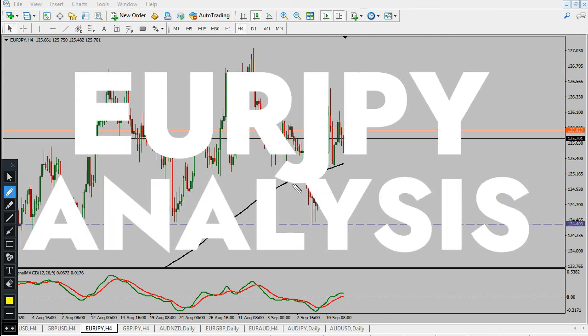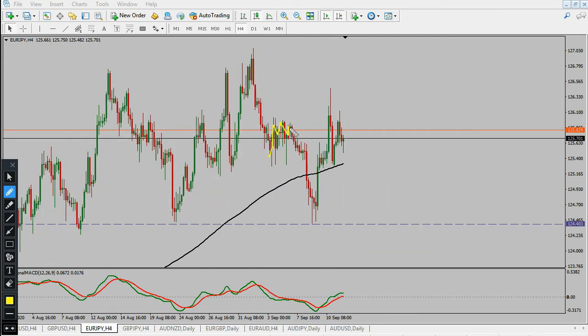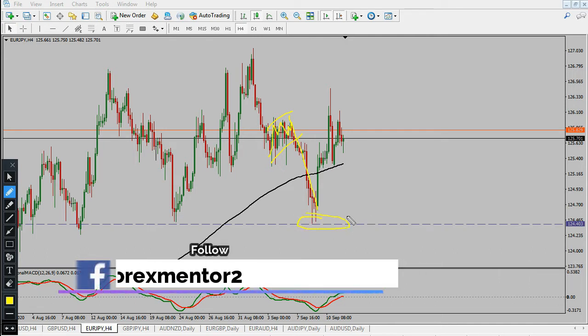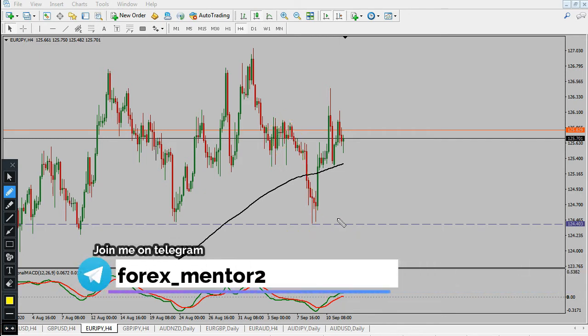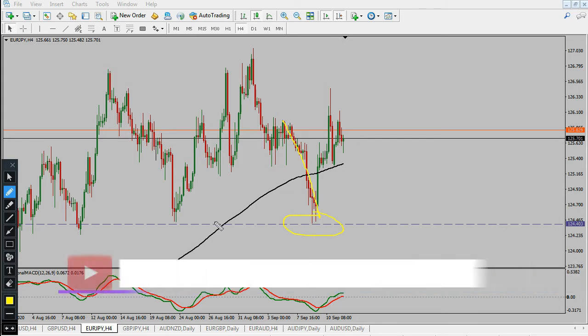So this is the Euro Yen. Last week I told you that we might see some corrective structure over here, and price may go further downward to meet our target, and I also told you that this is my target, and also that this is a strong support zone. So price is moving as we expected and met our target. Hope you are in good profits.